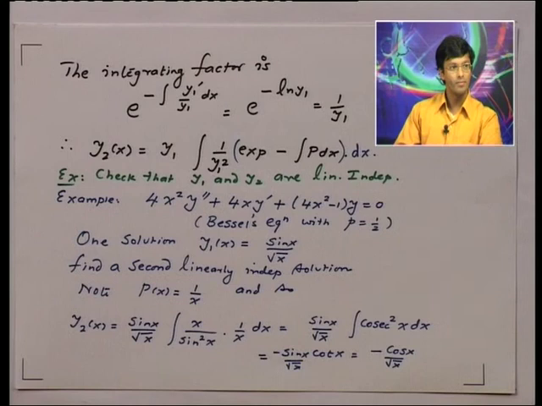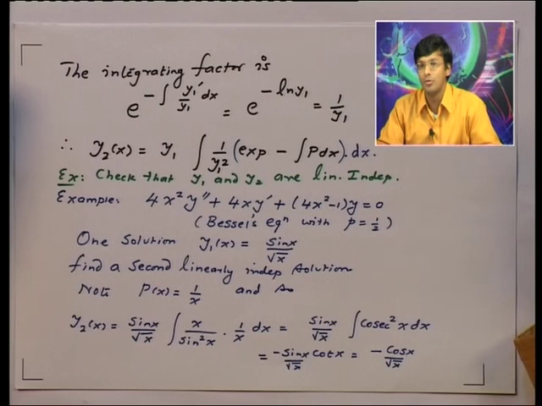Check that y1 and y2 are linearly independent. All right. Well, y2 is a multiple of y1, right? So, if they are linearly dependent, then the second integral should be a constant. That's how you'll get a contradiction. Any other questions you have so far?